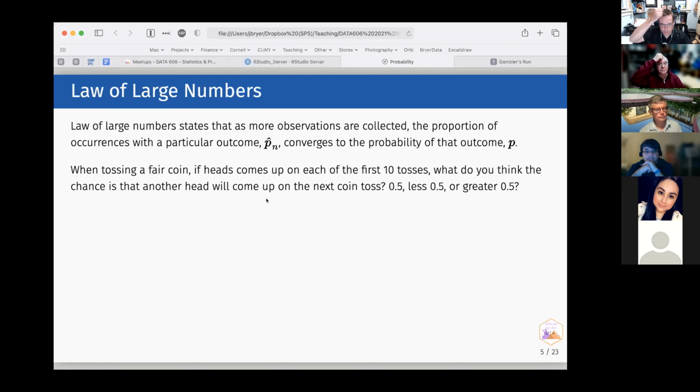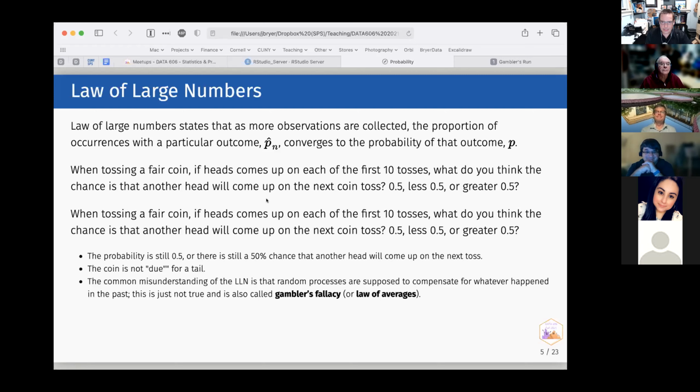So here's an example. If we're tossing what is presumed to be a fair coin and it comes up heads the first 10 tosses, what do you think the chance is that another head will come up on the next toss? Is it 0.5, less than 0.5, or greater than 0.5? It's going to be 0.5. I saw Mark mouth it, right?